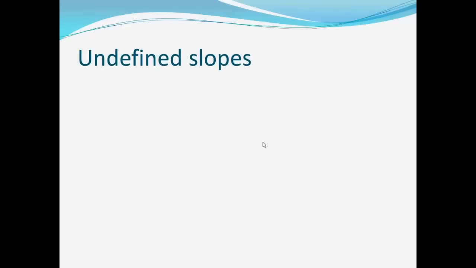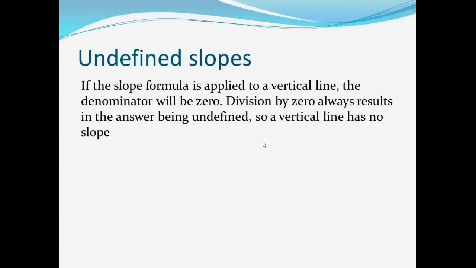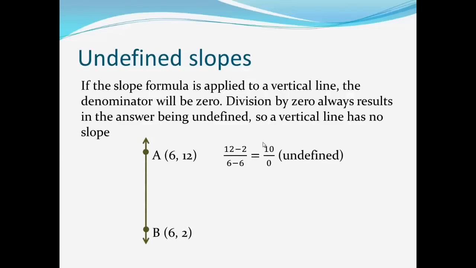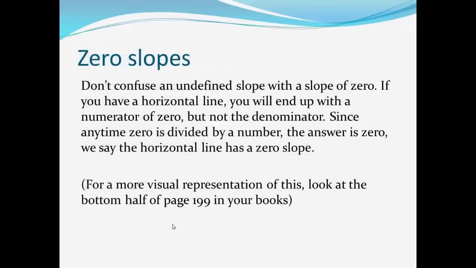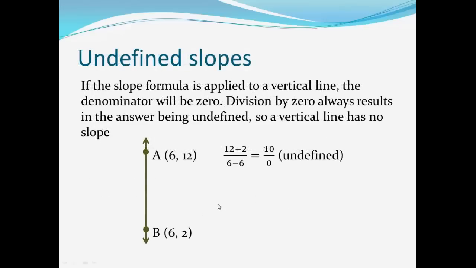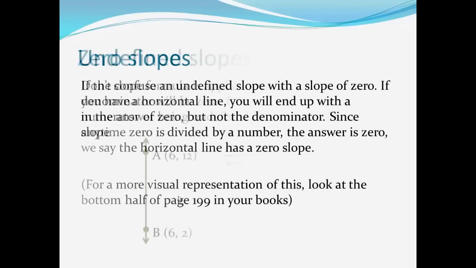Now undefined slopes are if the slope formula is applied to a vertical line, meaning it goes up and down, the denominator will be 0. Division by 0 always results in the answer being undefined, so a vertical line has no slope. So take this example. Here we've got our point A and point B. And notice that their x's are the same.